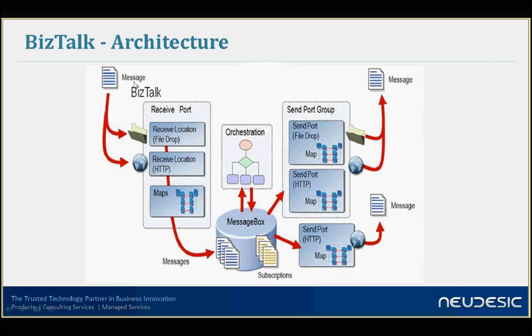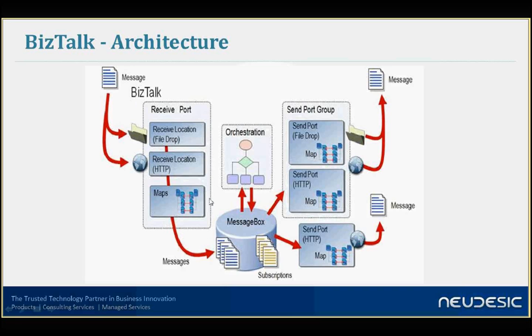BizTalk messages are received through a receive port. The receive port has a receive location, and there can be one or more. Once messages are received, they are processed. Maps can be applied. A map is like converting one message type to another message type, and then the message can be stored in the message box.